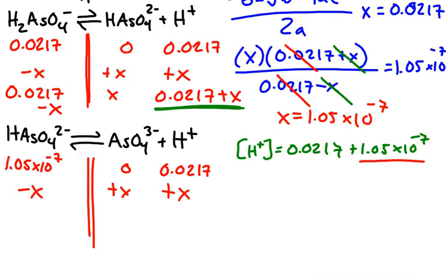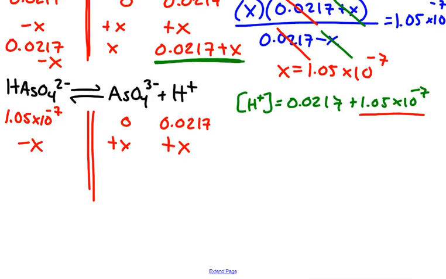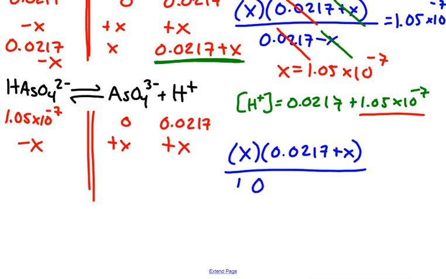And I hope that you're seeing how this works. I think it's so important to make sure that you're doing your work on the side of each ICE box so it's not confusing where you're putting that work. So I have x times 0.0217 plus x over 1.5 times 10 to the negative 7 minus x equals. I cross out the things that I can cross out, which are things that are added and subtracted.